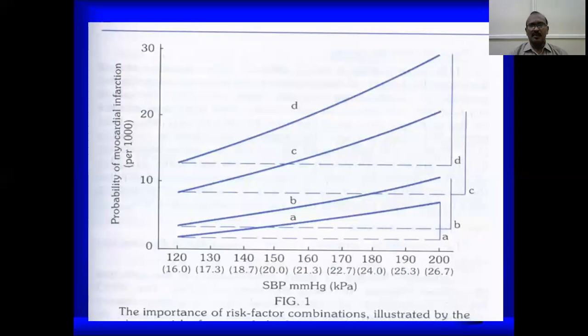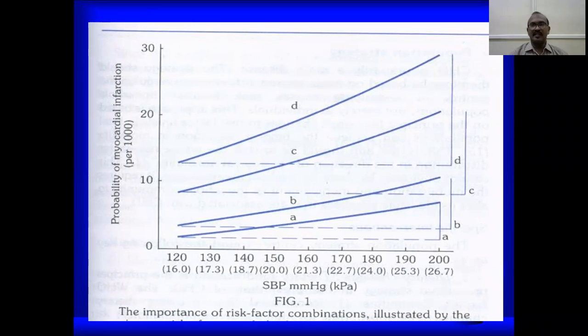This graph shows the probability of myocardial infarction on the y-axis per 1000 population, and the systolic blood pressure on the x-axis. A, B, C, and D are the risks involved in developing CSD. A is the risk in non-smokers with no rise in cholesterol level. B is the risk in smokers. C is the risk involved with raised serum cholesterol level. And D is the risk in smokers with raised cholesterol level.